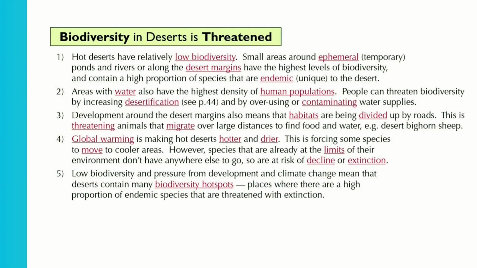Low biodiversity and pressure from development and climate change means that deserts contain many biodiversity hotspots, places where there are high proportions of endemic species that are threatened with extinction.